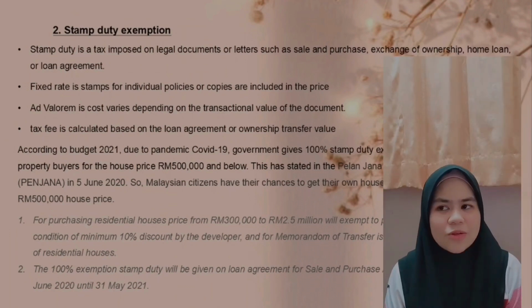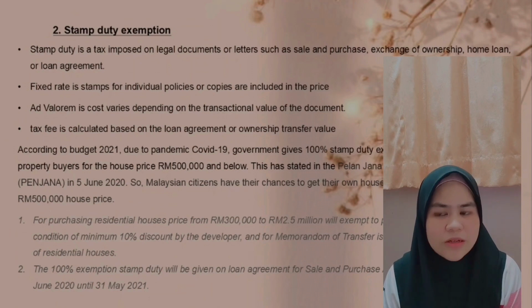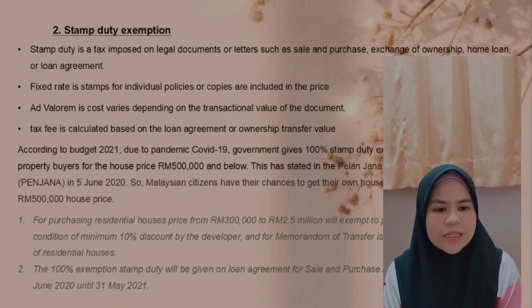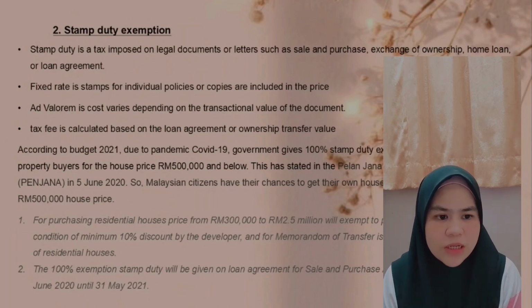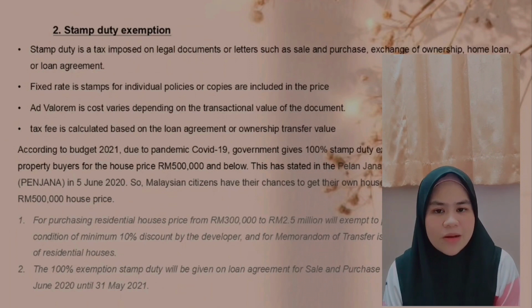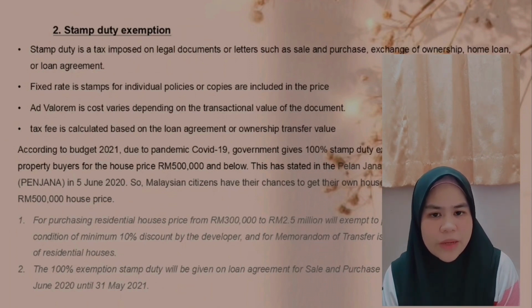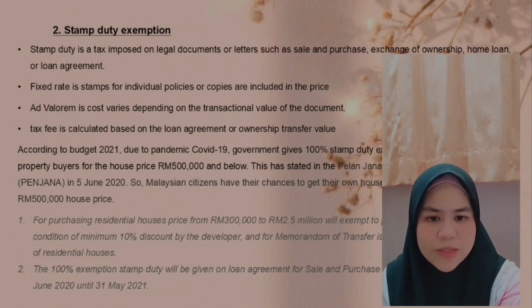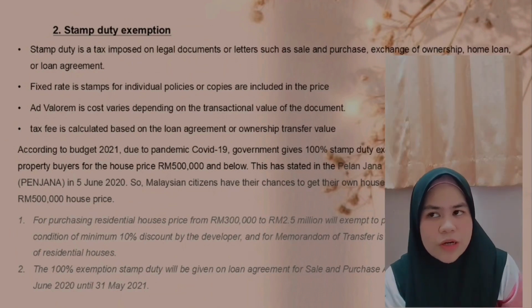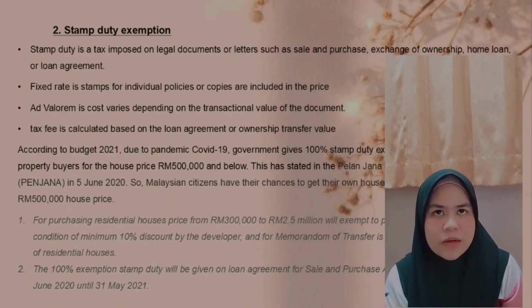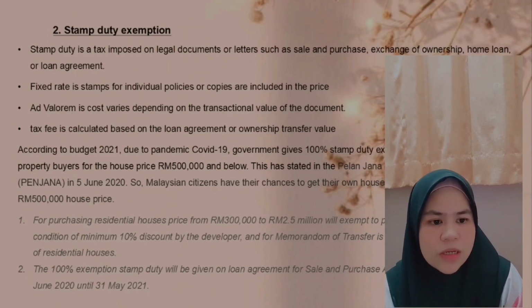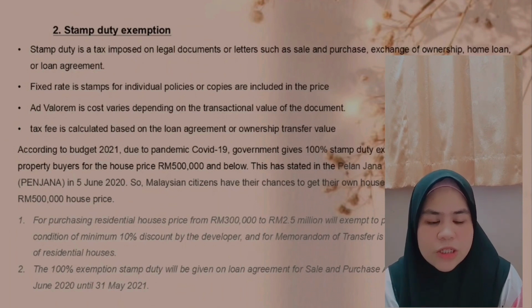The stamp duty is divided into two categories, which are fixed rate and ad valorem. The fixed rate is stamp for individual policies or copies included in the price, while ad valorem is a cost that varies depending on the transactional value of the document. Usually the stamp duty we pay at LHDN. The tax fee is calculated based on the loan agreement or ownership transfer value.